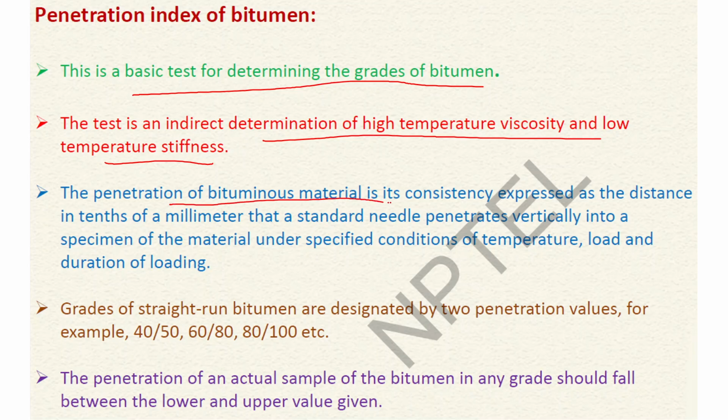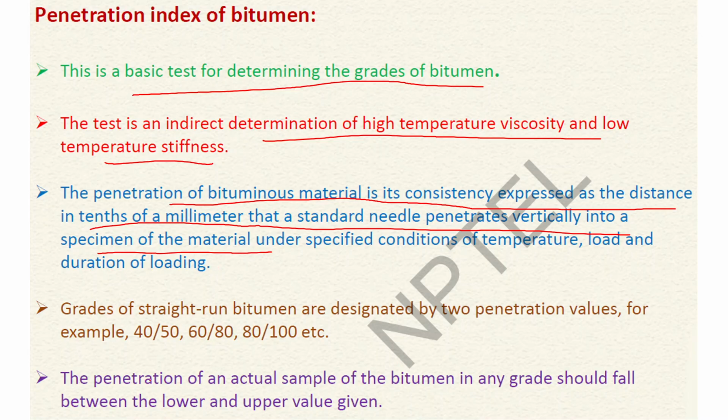The penetration of bitumen material is its consistency, expressed as the distance in tenths of a millimeter that a standard needle penetrates vertically into the specimen of the material under specified conditions of temperature, load, and duration of loading. What happens is we take a bitumen sample, and a standard needle falls and penetrates into the bitumen sample. The length of penetration of the needle gives us an idea about the viscosity and stiffness of our bitumen sample.